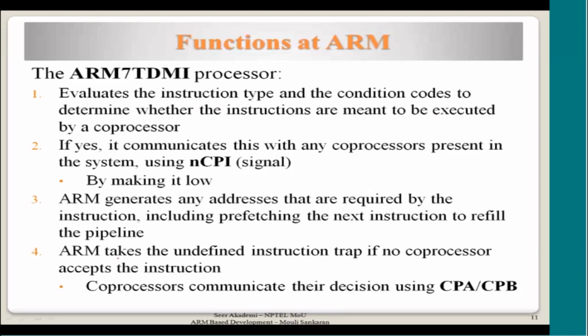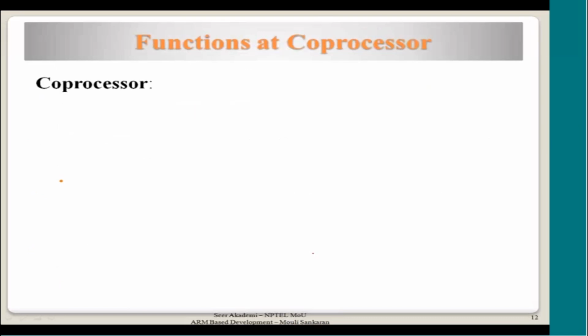So ARM takes the undefined instruction trap if no coprocessor accepts the instruction. How does it know? Both CPA and CPB happen to be 1. That means there is no coprocessor present, and there is nobody who can take this instruction. So it has to be handled by ARM only, and it will generate a trap for the undefined instruction.